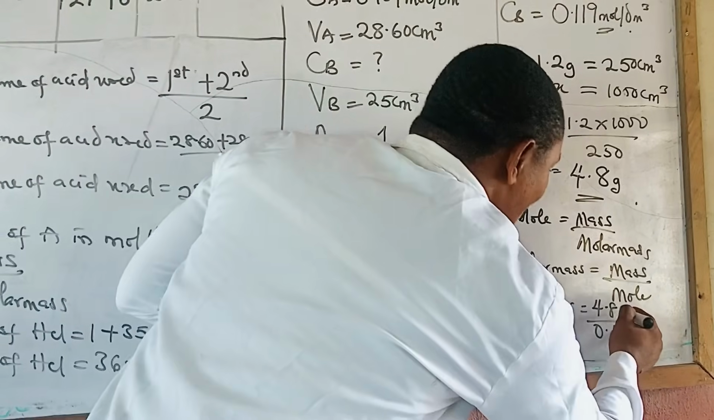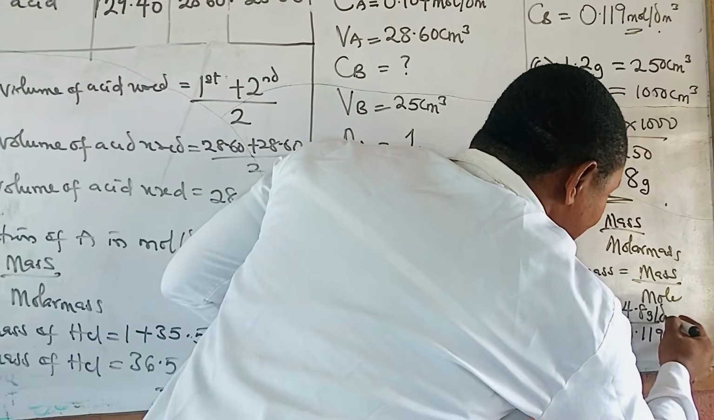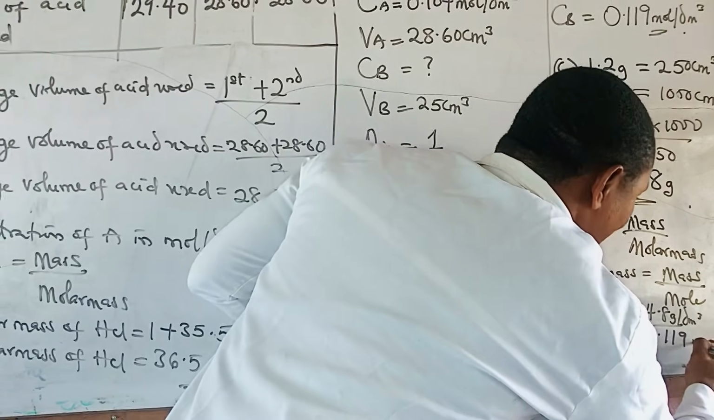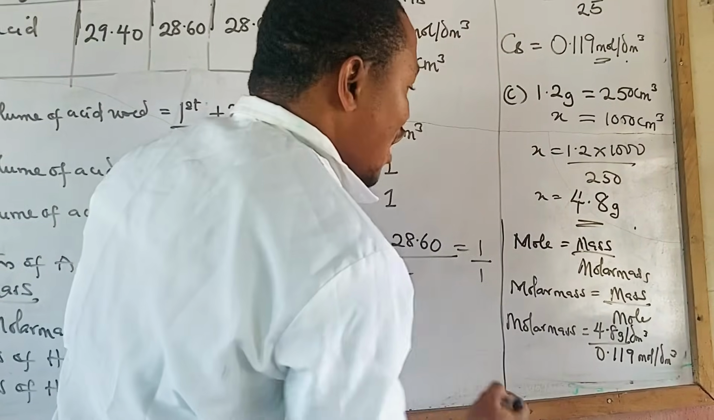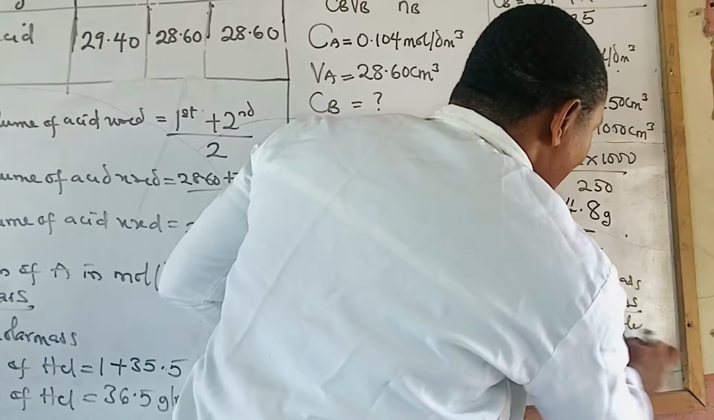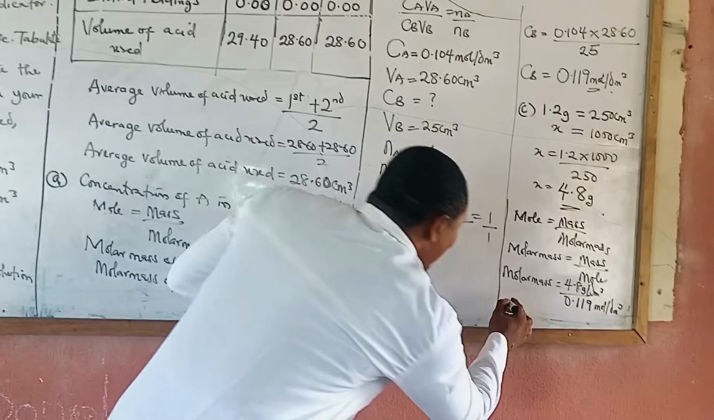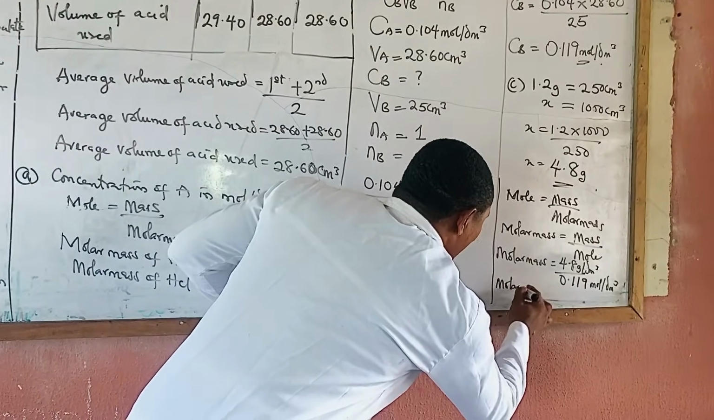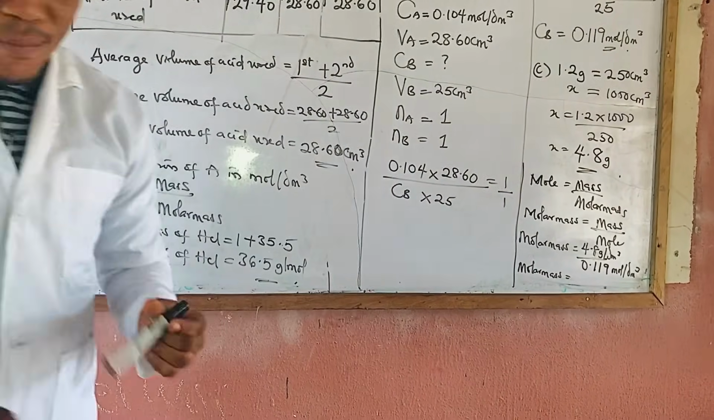Because this one is in gram per dm cube now, then this one will be in mole per dm cube. I hope you are following. So from there, this will cancel this, then we have gram per mole as the unit. So our molar mass now, what will be the value for our molar mass? Let's see.